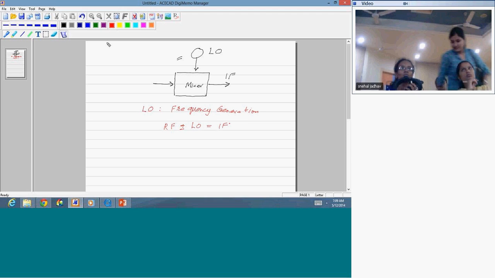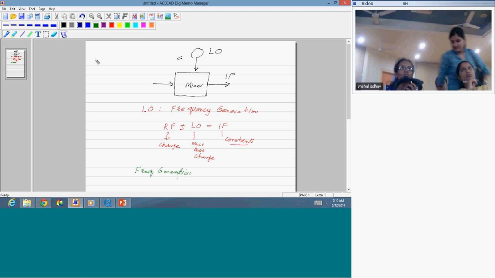RF is going to change, isn't it? If this RF is going to change, the LO must also change so as to give an IF, which will be constant. So what is important here that we need to understand is this frequency generation.